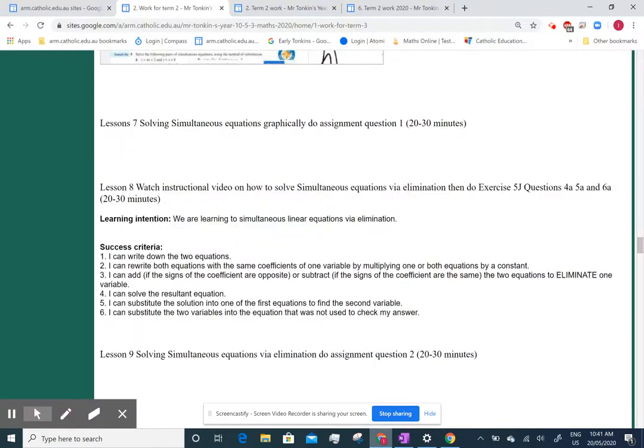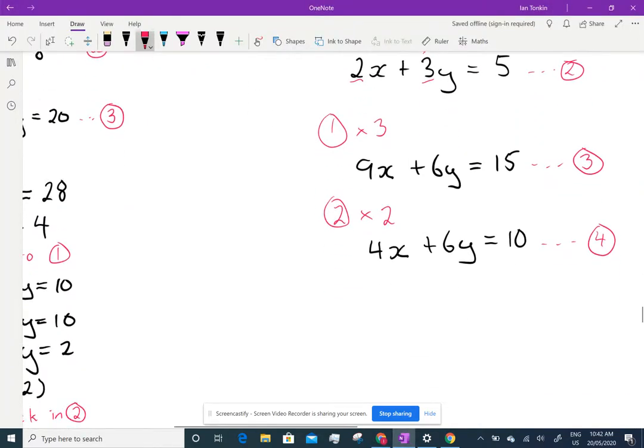Let's go back to our steps. I can rewrite both equations with the same coefficients of one variable by multiplying one or both equations by a constant. Well, I had to multiply both equations by a different constant, one of them by 2, one of them by 3. Now, if the signs of the coefficient are opposite, I add. Well, they're not opposite, they're the same. If the signs of the coefficient are the same, I've got to subtract. Let's go back. So, which way will I do it?